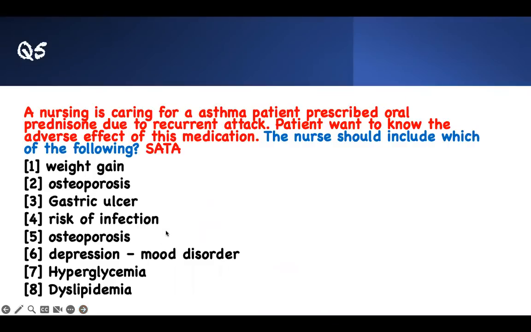Number 5. The next should include which of the following? Select or apply, the same thing. So I know I've got to include something, right? A nurse is caring for an asthma patient prescribed oral prednisone due to recurrent attacks. The patient wants to know the adverse effects of this medication. Buzzwords are what? Steroid, an asthma patient, and I want to know side effects.